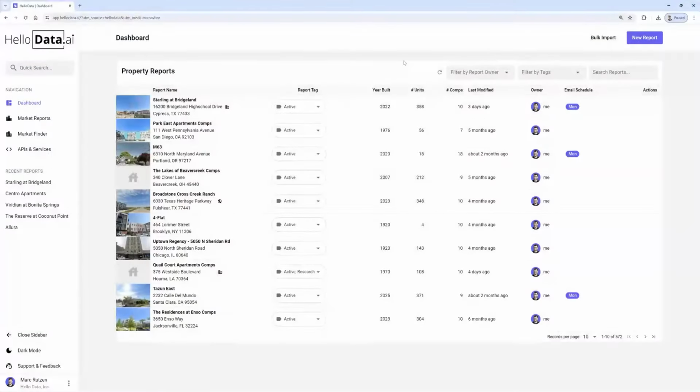Okay, I'm going to walk you through a quick demo of the HelloData interface, show you how to search a property, create a market survey, add and remove comps, and analyze rents in very granular detail with the platform.